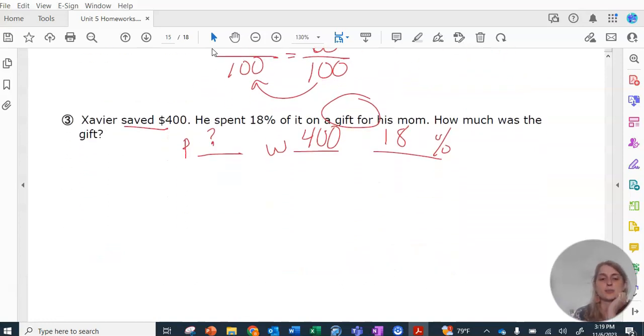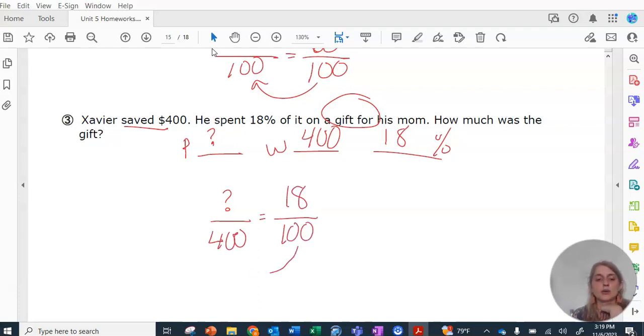Now we're going to set it up as a proportion. The part we don't know out of the total. We set that equal to 18%, which is 18 out of 100. Now we're looking for a relationship here, and then we'll use that relationship here. 100, how many 100s make 400? That would be 4 of them. That means that we're doing 18 times 4 to be our answer, and our answer is in dollars.